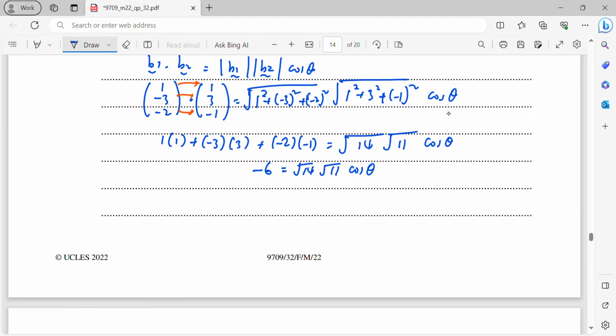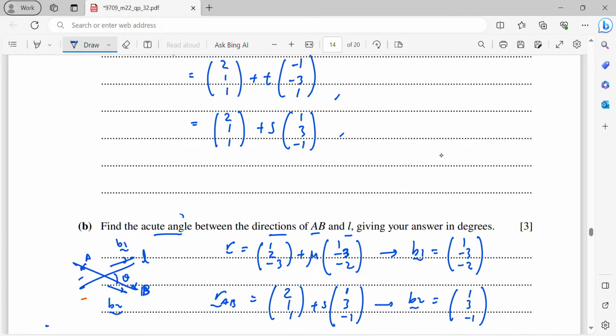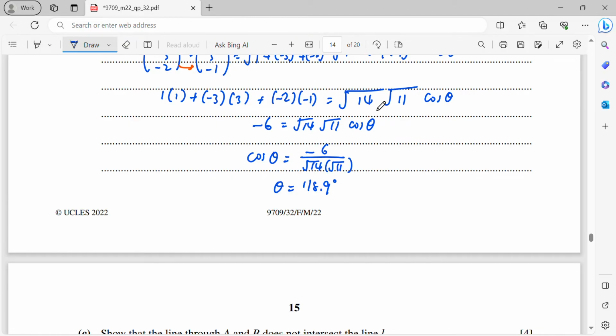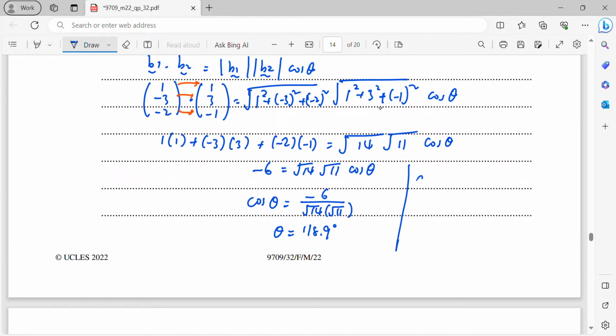Now I will be getting my cos theta as negative 6 over square root 14 times square root 11. So your theta here is going to be 118.9 when you just press inverse cos. But when you refer to the question, it's mentioned acute. Now to get the acute angle, it will be 180 minus the angle that I have just found. So here, acute angle is 180 minus 118.9. Therefore, you'll be getting 61.1.